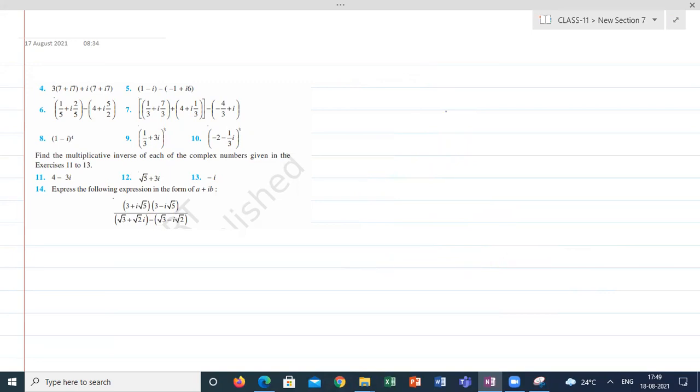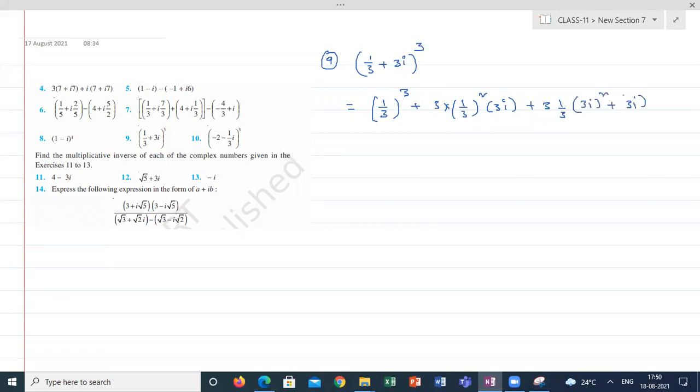Question number 9. 1 by 3 plus 3i whole cube. You can apply the a plus b whole cube formula. a cube plus 3 into a square into b plus 3 into a into b square plus b cube. This will be 1 by 27, 1 3 cancel, again one more 3 cancel, plus i. 3 and 3 is cancelled here.